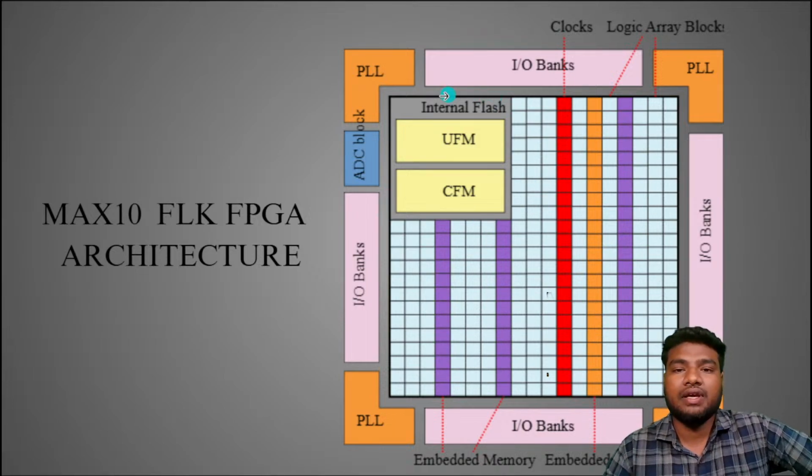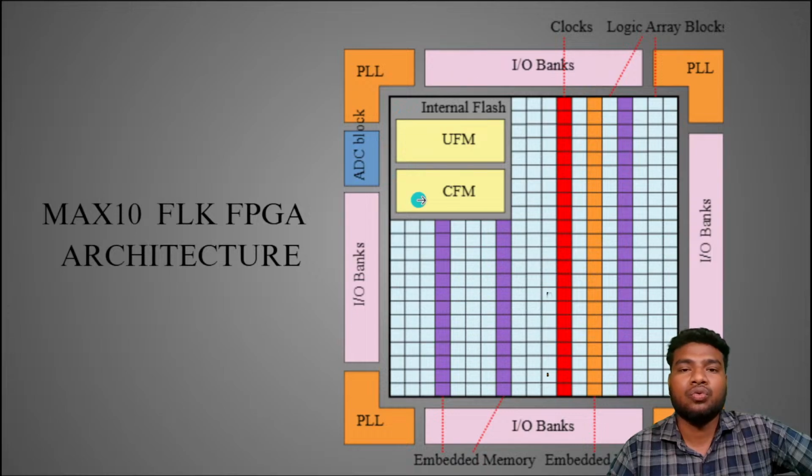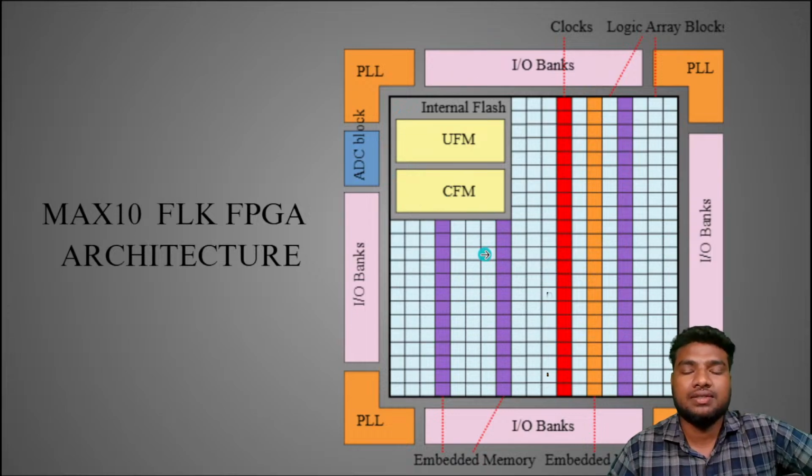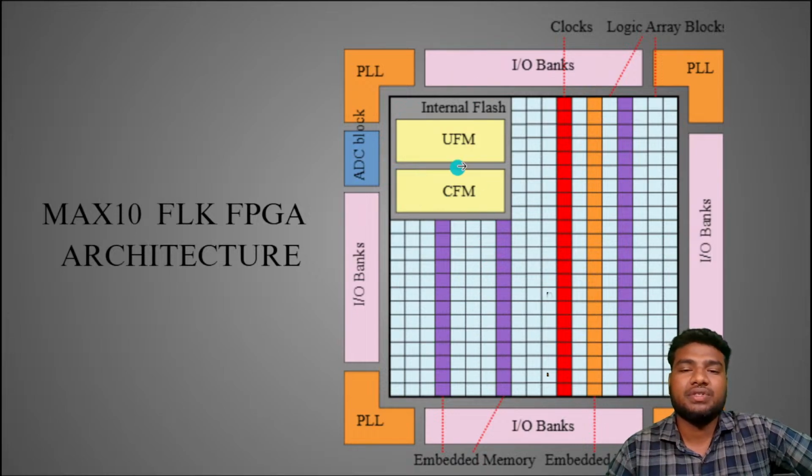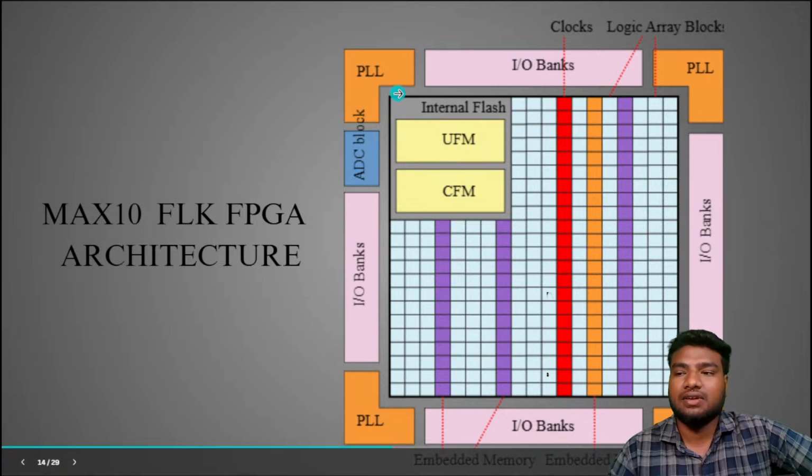And then it has the internal flash. It has two flash memories, UFM and CFM. UFM stands for user flash memory, and CFM stands for configurable flash memory. Both are stored inside the chip, inside the FPGA. So this is the main thing of our Maxgen FPGA board.